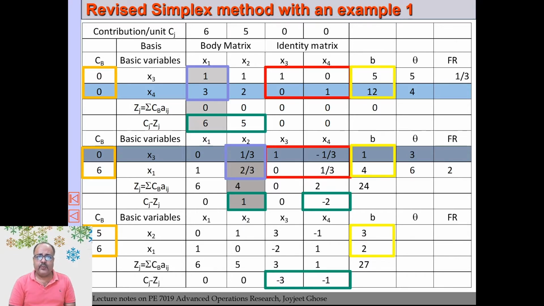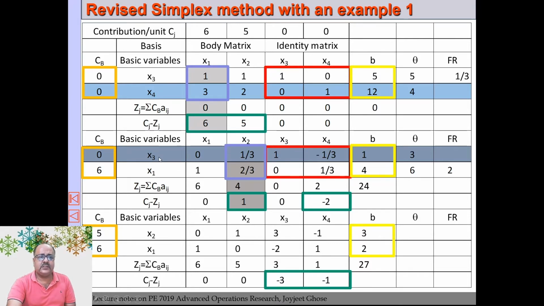Now here I want to point out some important points. Notice that in all the three tables, the aij's of the basic variables are an identity matrix, and cj minus zj of the basic variables are zeros. So here in the first table, my basic variables are x3 and x4. Here we have the identity matrix 1 0, 0 1, and cj minus zj is 0 0.